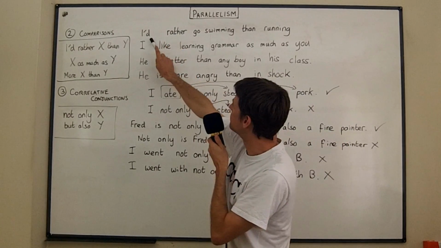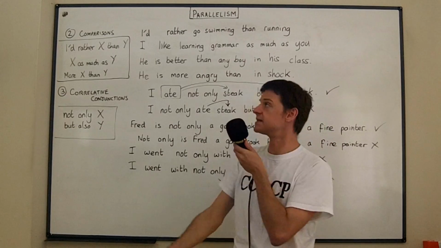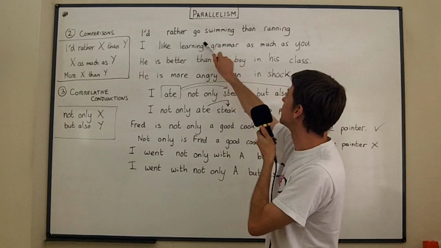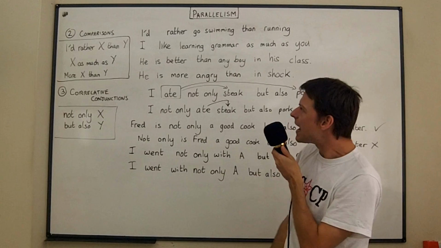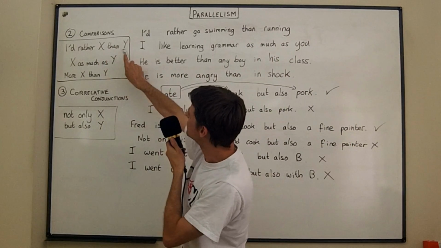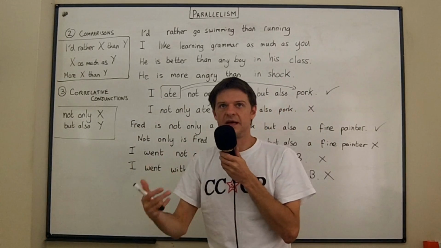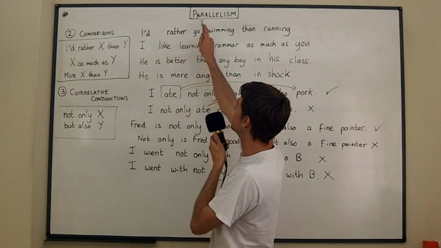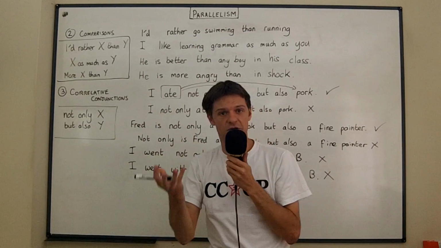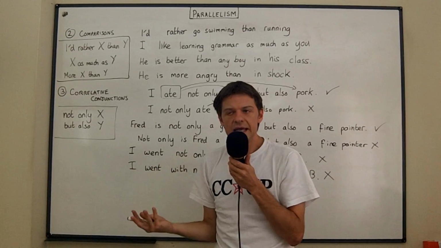Now have a look at the first one. I'd rather go swimming than running. Now you might think that go is being used with swimming and it's modifying running. However, when we have a comparison, the x and the y should be equal. You should think of that. That's really the main thing that parallelism is about. You're trying to make the two elements on both sides of a conjunction equal.